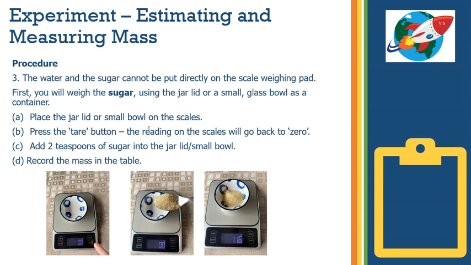You place the jar lid or your small bowl on the scales and press the tare button. After I've placed my bowl on the scales and pressed the tare button, the mass registers as 0. Now I've put my 2 teaspoons of sugar into my little bowl, and you can see the final weight of just the sugar, not the bowl, is 11.6 grams. Pause the video now and complete the same steps for measuring your sugar, and write the weight in your table. When you're ready to go on to the next stage, restart the video.